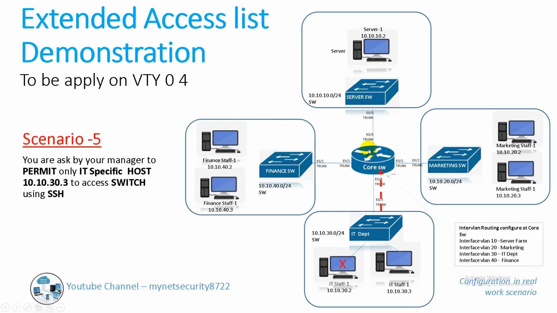If you want to see how this topology is created step by step, I have another video on the link. Click on the link above so that you can fully understand the whole configuration inside the core switch and the access switches. So let's go back to the topic. Now the scenario is your manager asks you to permit only the IT specific host 10.10.30.3 to access the core switch using SSH.